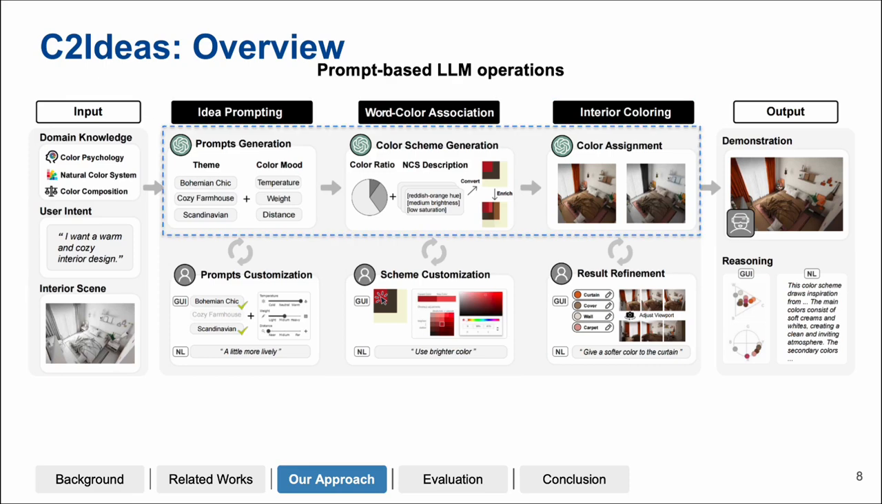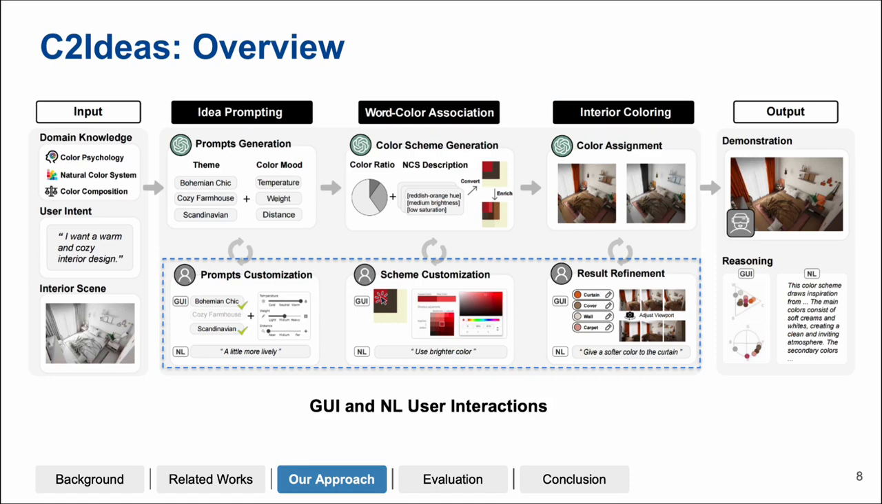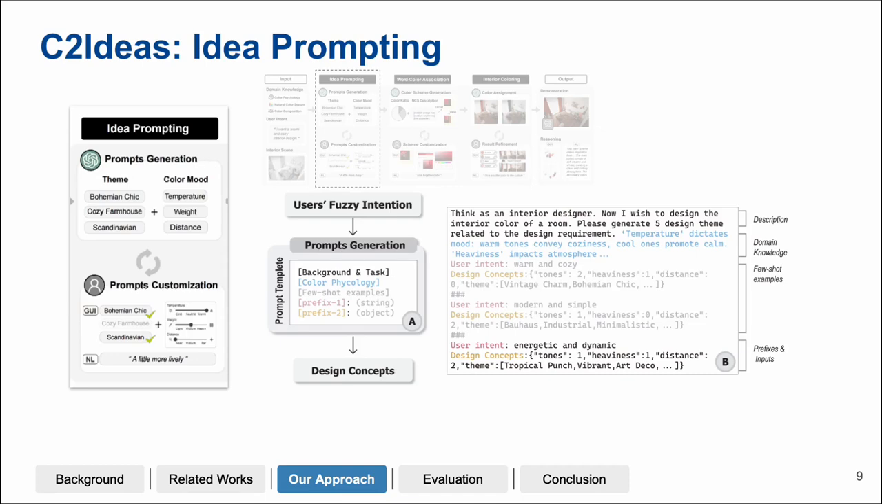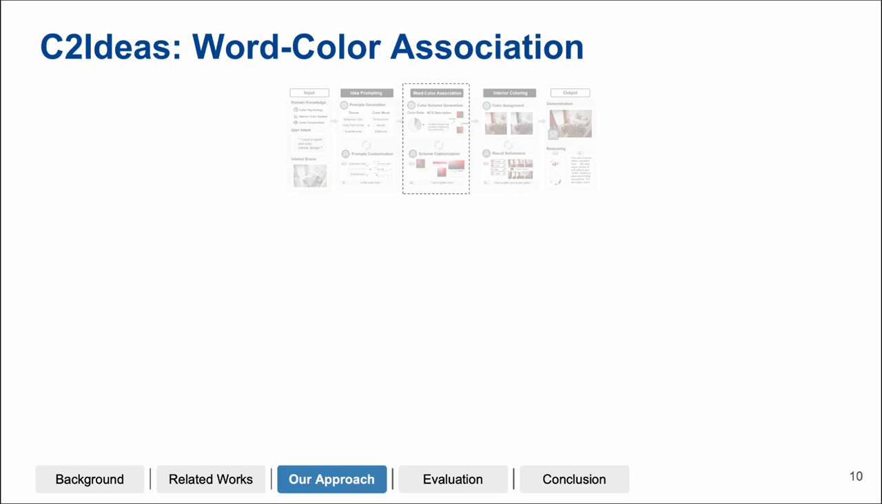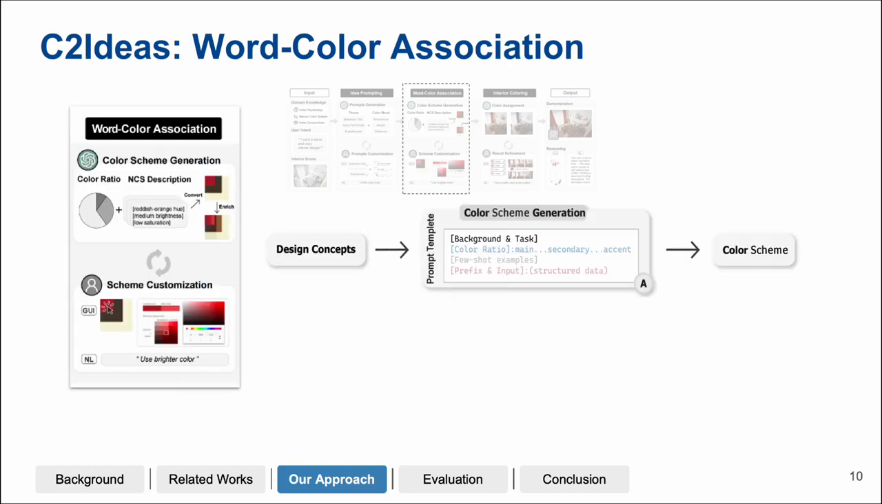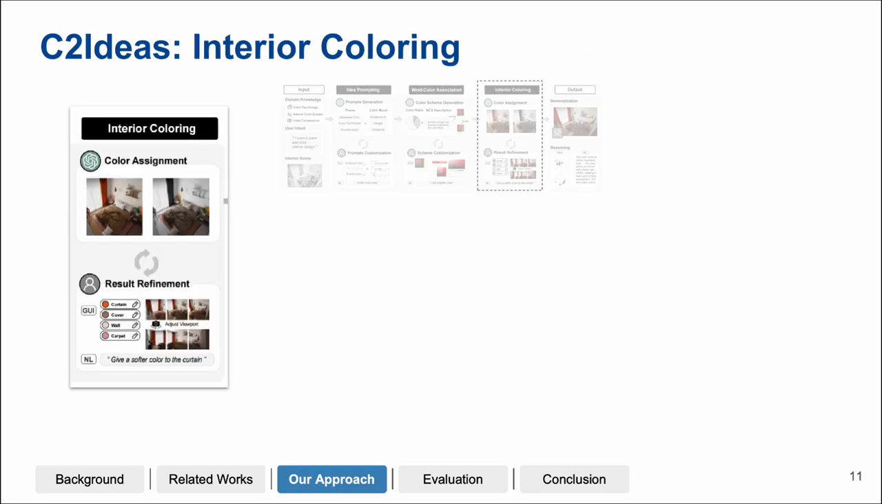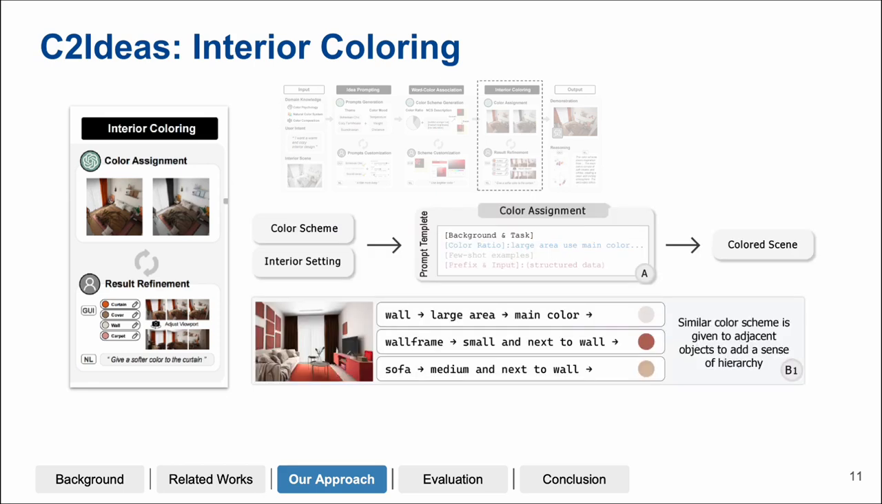Each phase combines a prompt-based LLM operation with both GUI and natural language user interactions. In idea prompting, user input is decomposed into prompts encompassing design themes and color moods for customization. In word color association, these prompts are transformed into NCS color descriptions for 3 color schemes, maintaining coherence while introducing diversity through saturation and lightness. Finally, in interior coloring, the color schemes are applied to the interior scene, allowing for refinement.